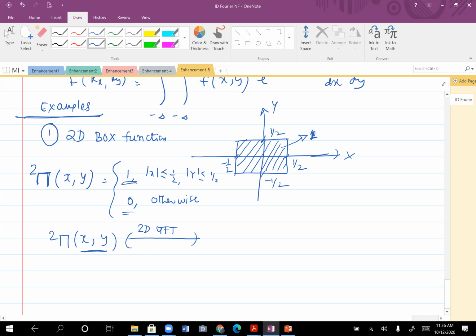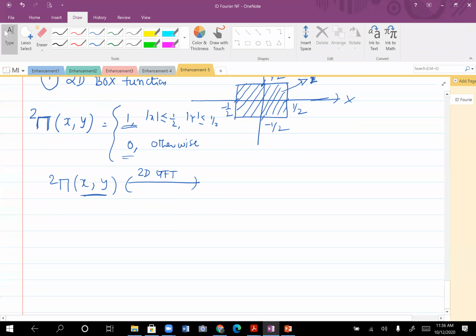Before that, let me ask you this question. The answer will be sinc kx into sinc ky. Very good, excellent. We'll see why that is so. How could you write this function now? Is it separable, basically?